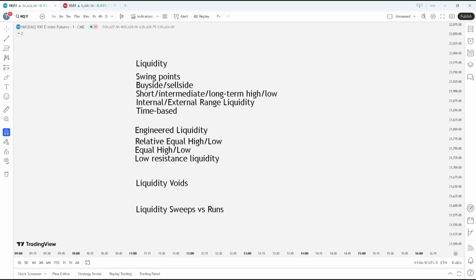This video is probably going to be the most in-depth ICT liquidity guide, and I'm just going to be going over what is liquidity, where does liquidity rest, how do you use liquidity, and just everything regarding liquidity. And let's just get straight into it. So the first point I want to address is what is liquidity?